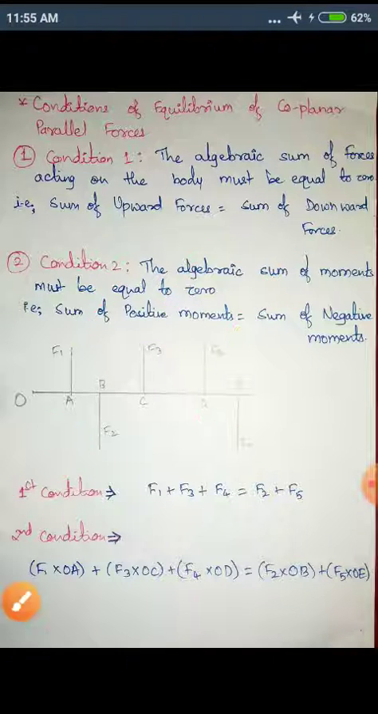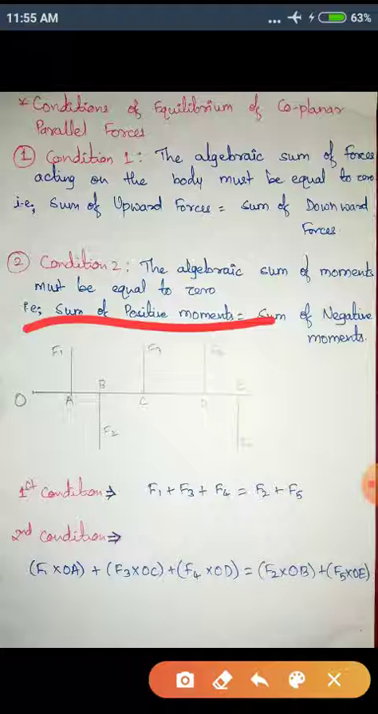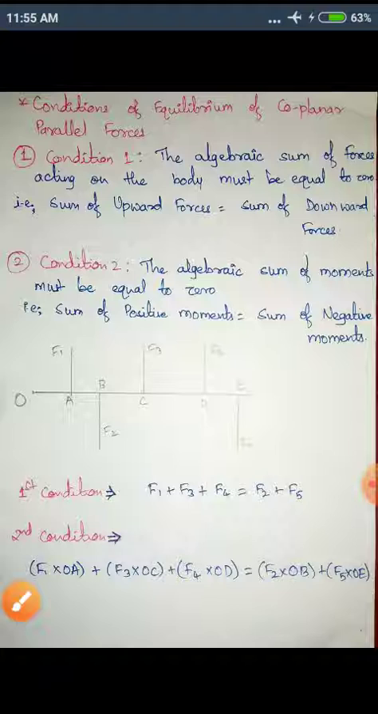Then I have to calculate the moments. If I take these three moments as positive moments and these two moments as negative moments, then what happens? F1 into OA plus F3 into OC plus F4 into OD is equal to F2 into OB plus F5 into OE. So sum of positive moments is equal to sum of negative moments. So these are the two conditions for equilibrium of coplanar parallel forces.